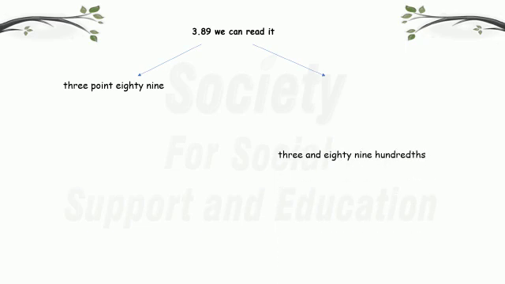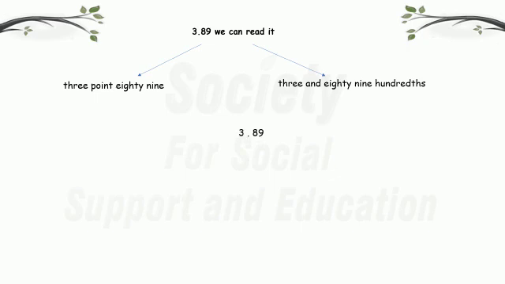We have this number 3.89. We can read it either 3.89 or 3 and 89 hundredths. In a decimal number, we have two parts. Before the point, we call it a whole part, and after the point, we call it a decimal part. So the whole part in this number is 3, which is the ones.